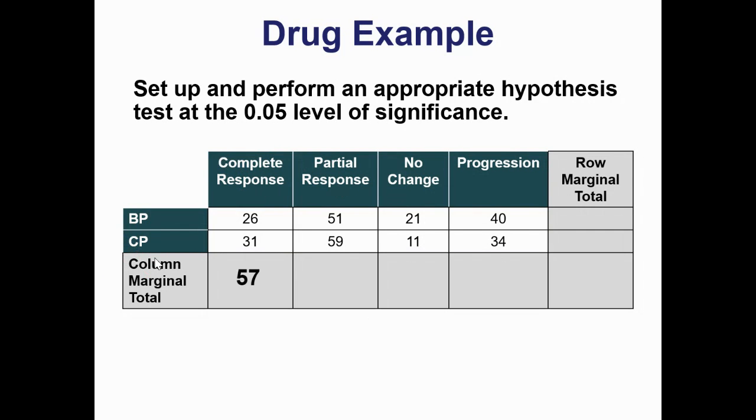138. That's all right. Oh, they did columns first. Okay, let's do columns first. So complete response, you add them up and you get 57. Next one's 110. 32. 74. And then the row where he said 138.